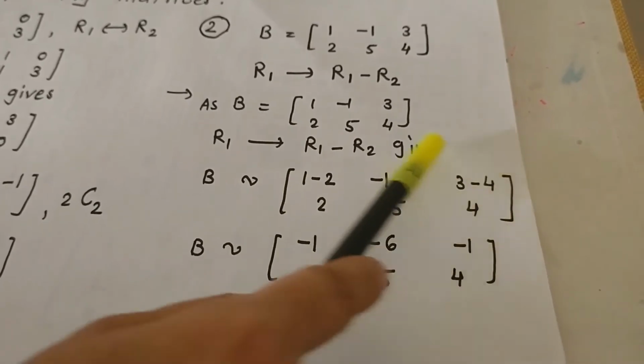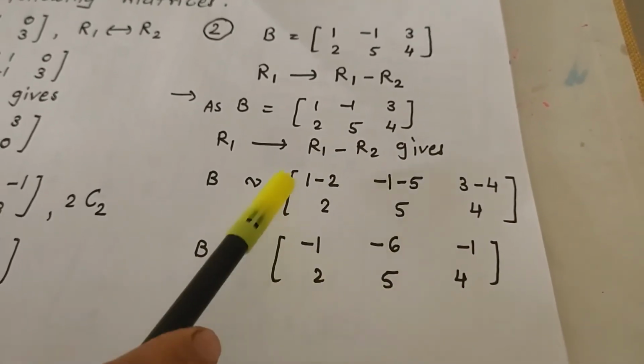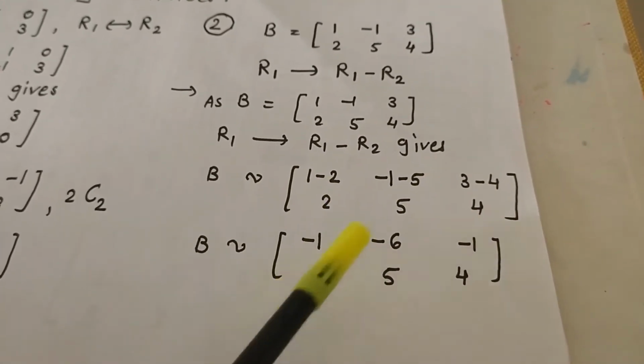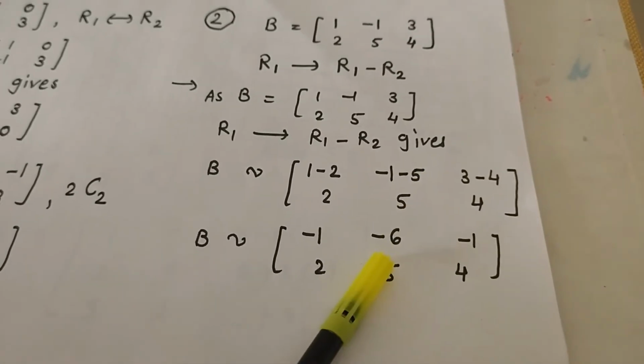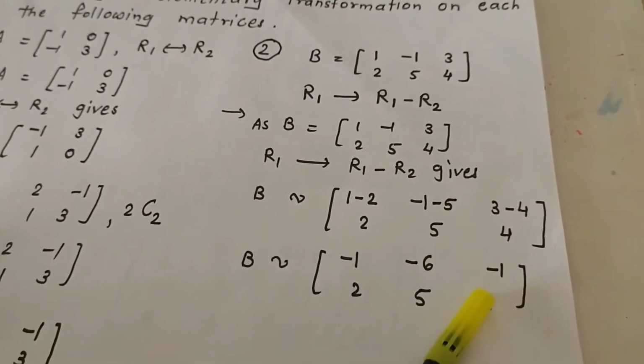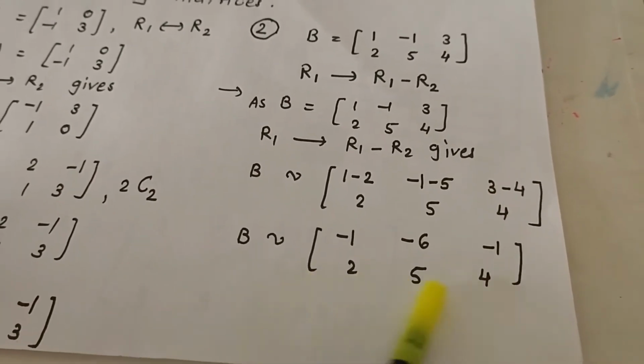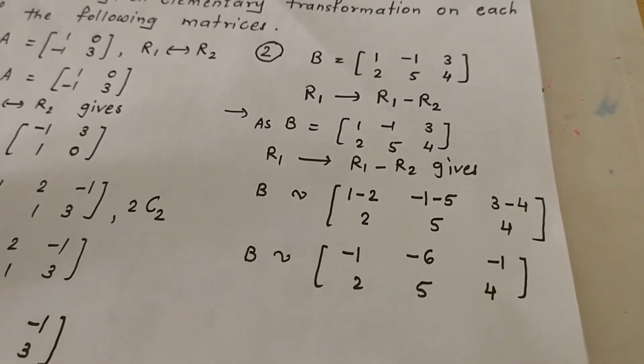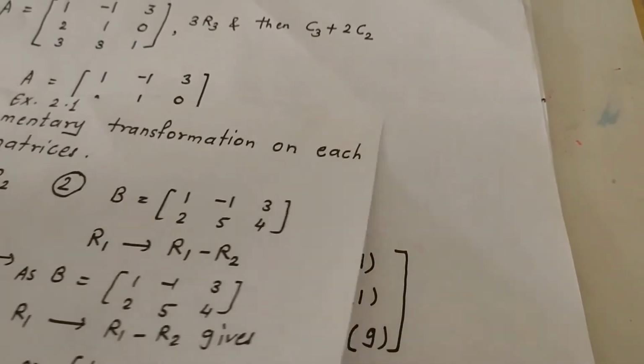Then by calculating this, we get a new matrix: 1 minus 2 is minus 1, minus 1 minus 5 is minus 6, 3 minus 4 is equal to minus 1, and the second row as it is. In this way we get a new matrix.